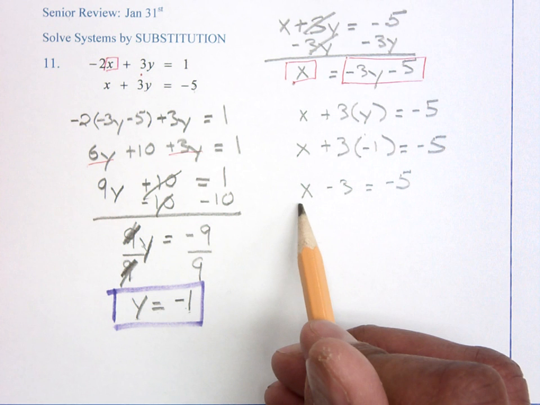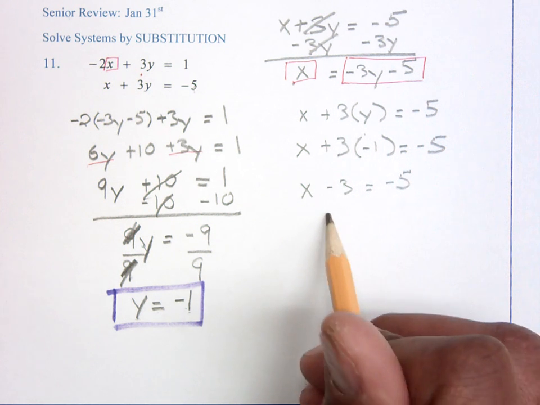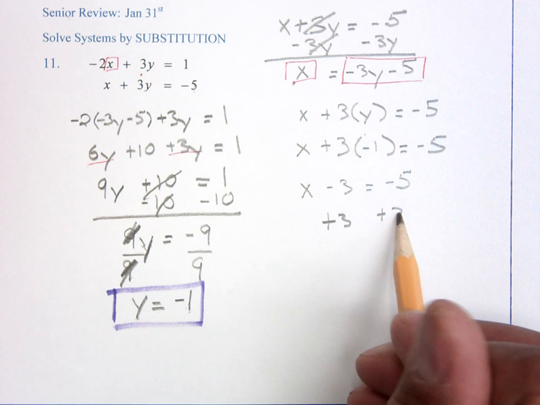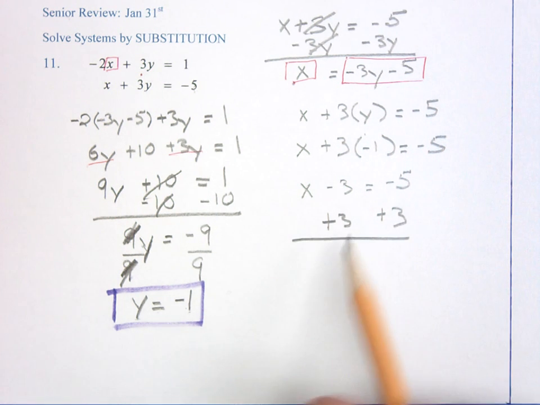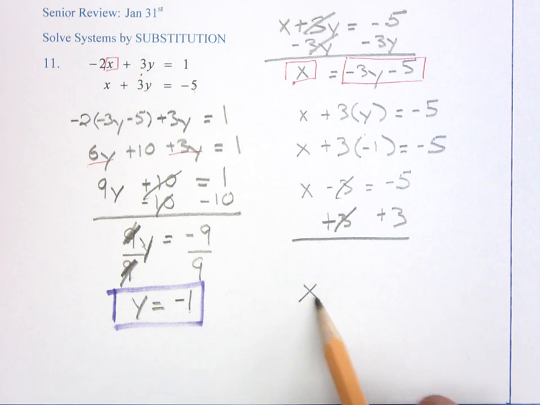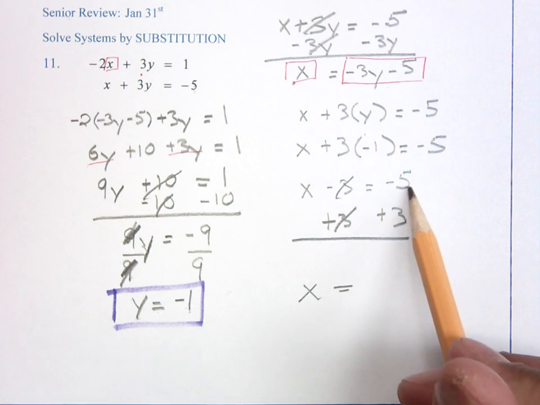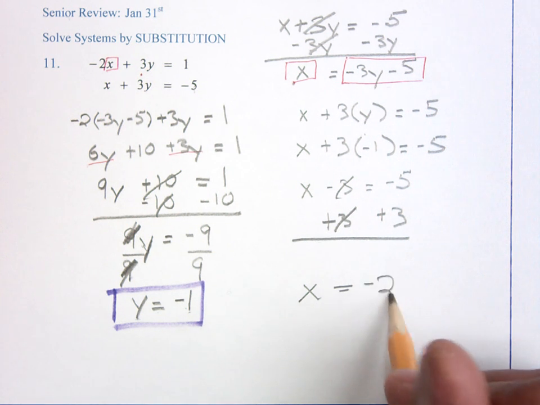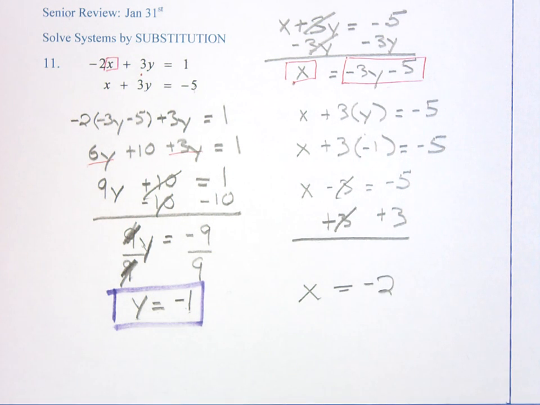To get the x, since they subtracted 3, we want to add 3 to both sides. And if we simplify these, we'll get the x by itself like we wanted. And if we add a negative 5 and a positive 3, we're going to get negative 2. That's the other part of our solution.